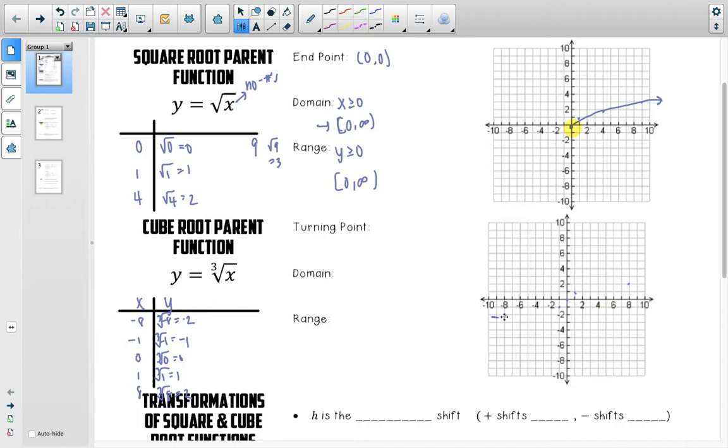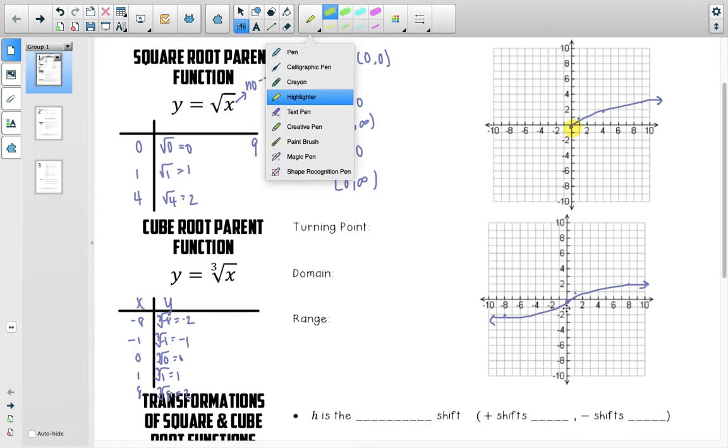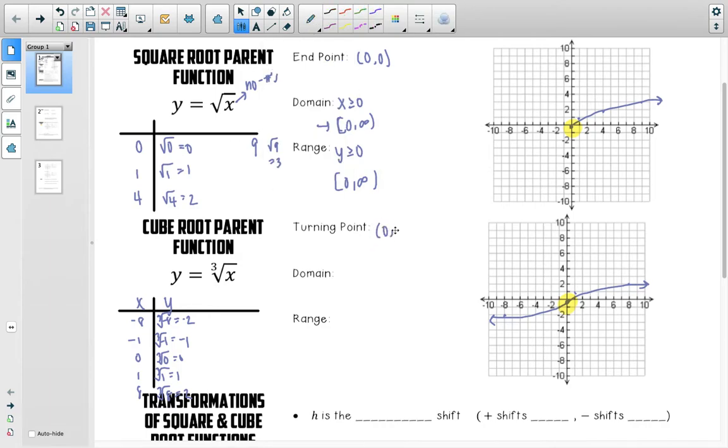And so this is going to look really ugly, but it looks something like this. Okay, so this doesn't have an endpoint because there's no end to it, right? But it has a turning point, and that is right at the origin. And mine doesn't graph very well, so it's really hard to see how it turns. The turning point is (0, 0).